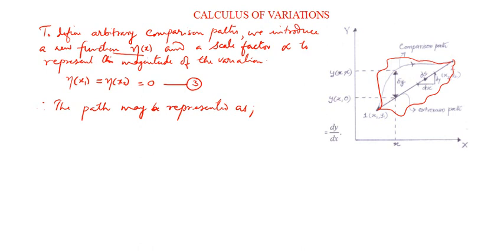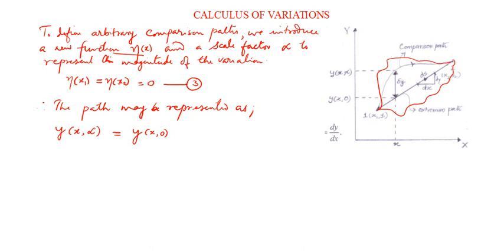Okay, we'll see that the comparison path is represented as y, which is a function of x and alpha. The set of all y, which is a function of all x and alpha, is equal to y, a function of x0. And you know why? Please refer to the diagram.